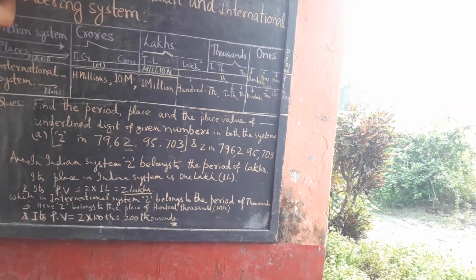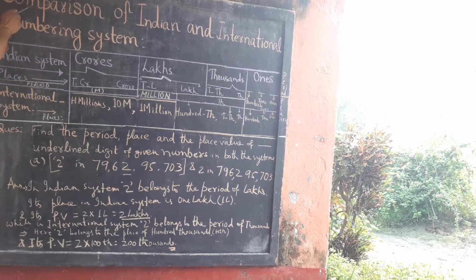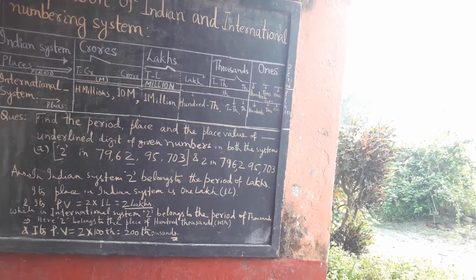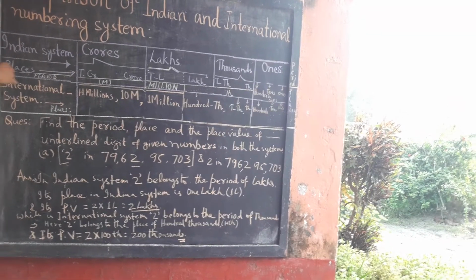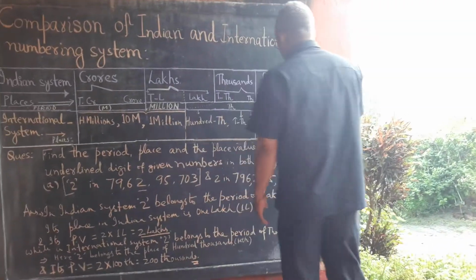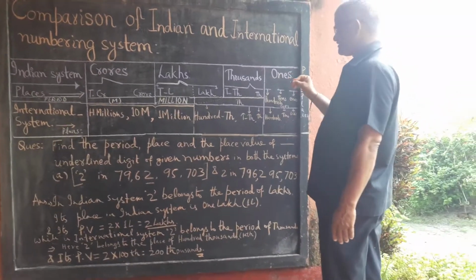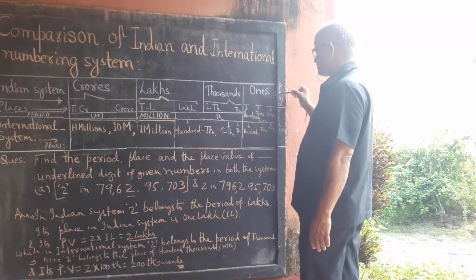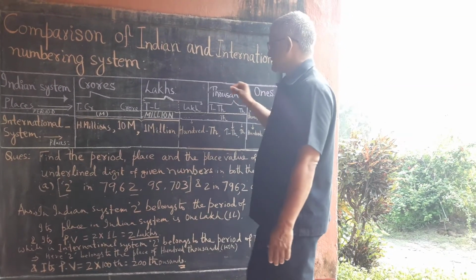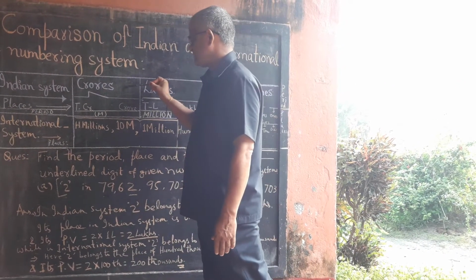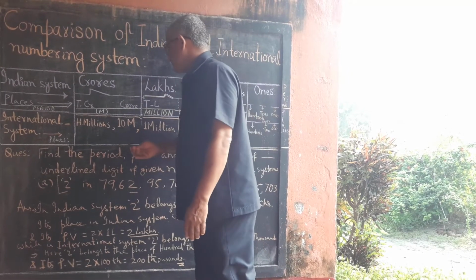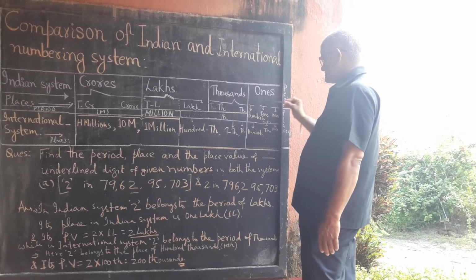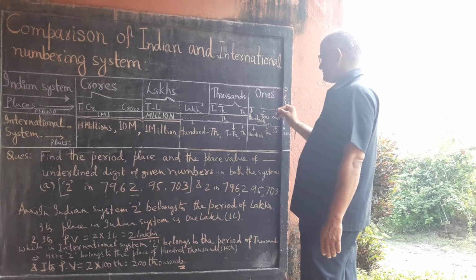Here I have mentioned a comparative table for Indian system of numbering as well as international system of numbering. As observed from right side, in Indian system you can see first period belongs to ones, second period thousands, third period lakhs, and fourth period crores. Again I am repeating, the first period ones is of three places, namely 1, 10, 100.